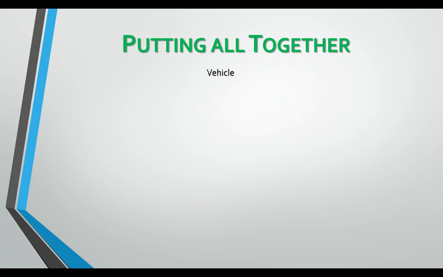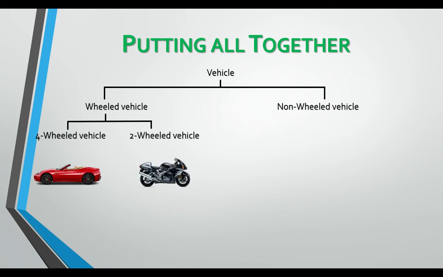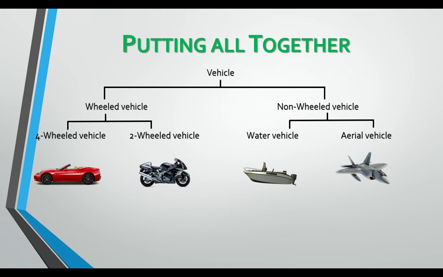Imagine that you have a vehicle, a factory for creating vehicles. And this factory can create two types of vehicle. Number one is the wheeled vehicle, and the other one is a non-wheeled vehicle. From a wheeled vehicle, you can create another two types of vehicle, a four-wheeled vehicle and a two-wheeled vehicle. And from the non-wheeled vehicle, you can create another two types of vehicle, a water vehicle and an aerial vehicle.